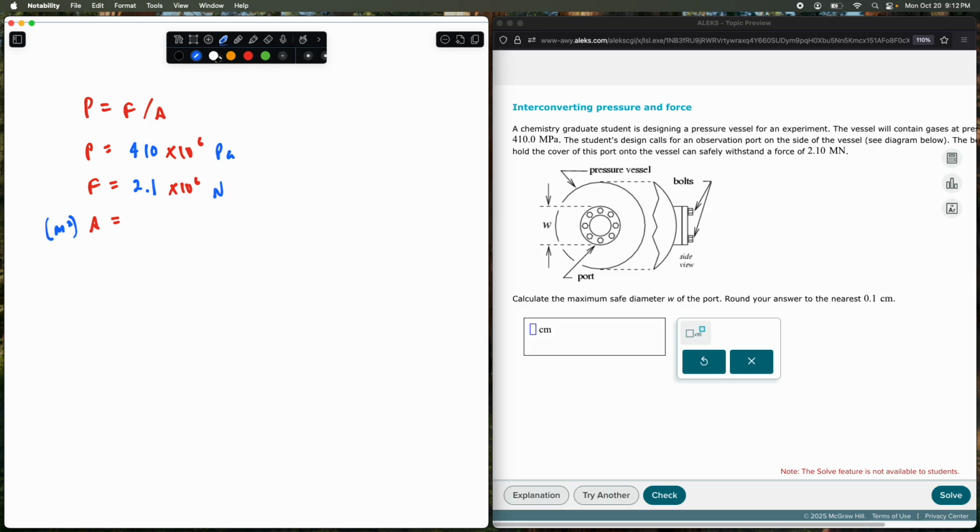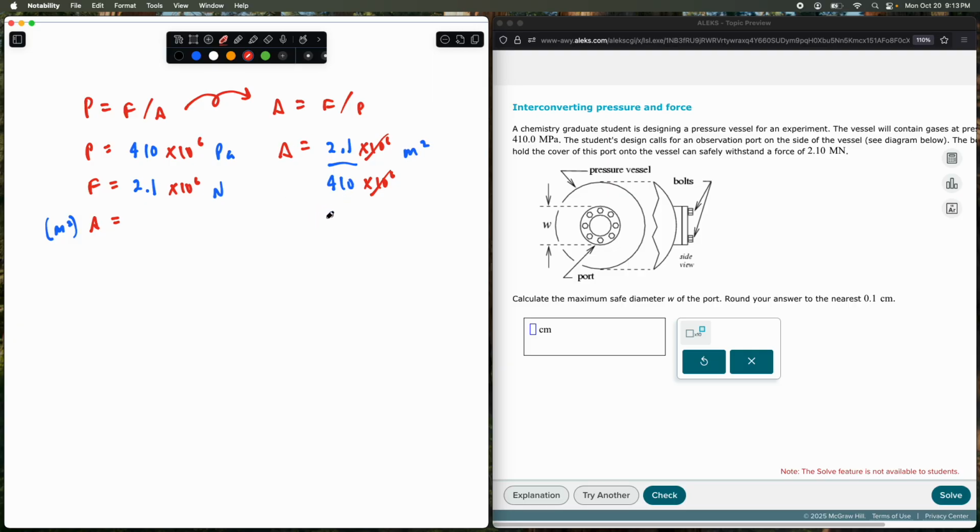So let's take this equation. I need area now, or I'm given these other two. I'm actually asked about something different, but I don't even think about that until I get rolling. I know if I have those two, I can calculate area. And area is going to equal force over pressure. So my force is 2.1 divided by 410. And I know they're both mega. I'll put them there, but they're just going to cancel. And my units are going to be square meters because I'm using nothing but SI units.